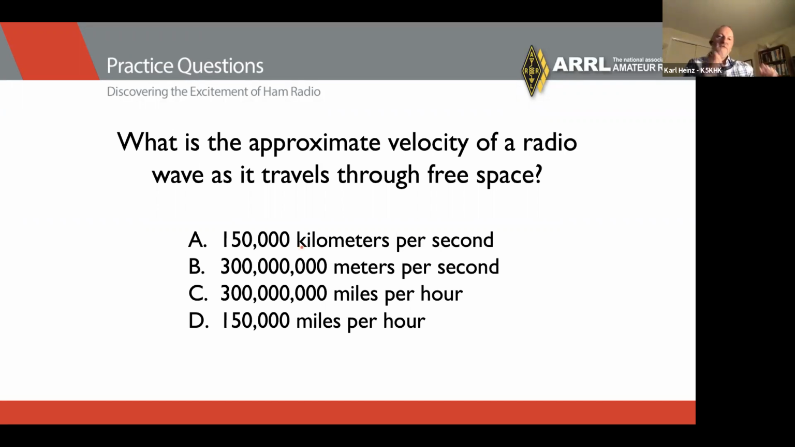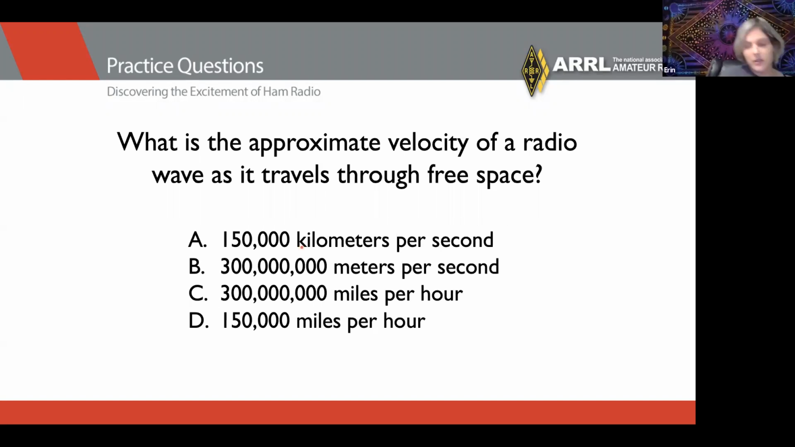So just to throw a few more numbers at you, what is the approximate velocity of a radio wave as it travels through free space? 300 million meters. There's your 300 million, not dollars. But is it meters or is it miles? Is it B or is it C?